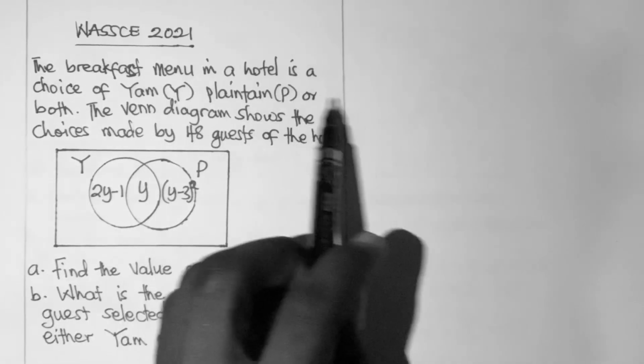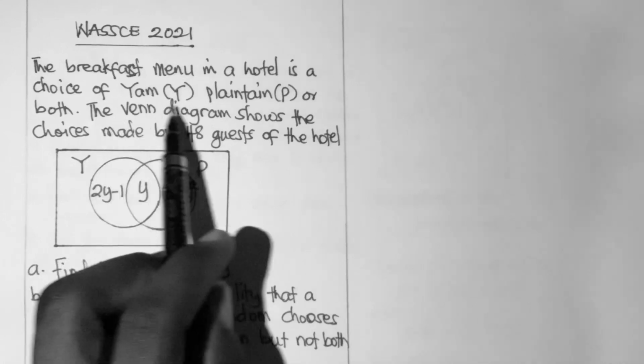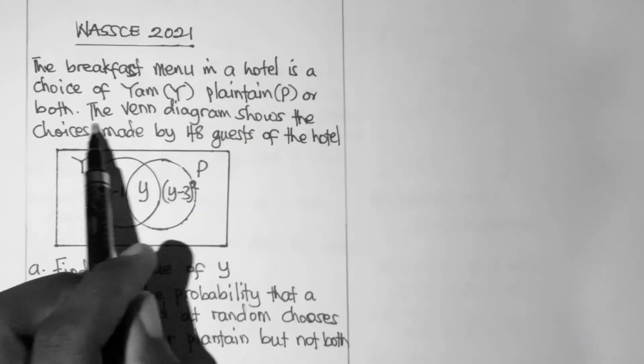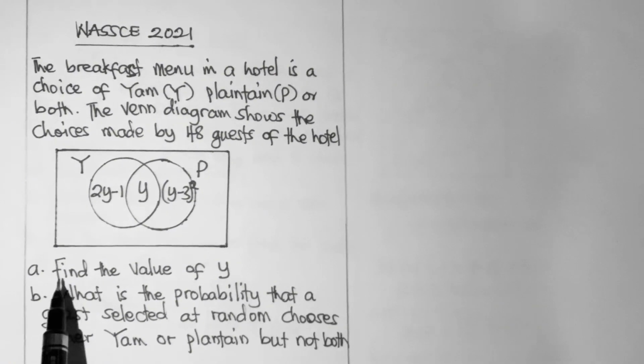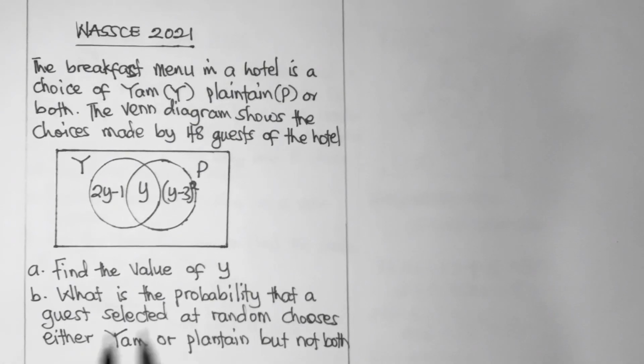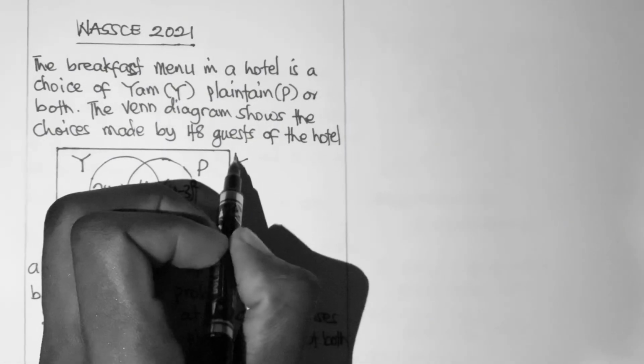The breakfast menu in a hotel is a choice of yam, plantain, or both. The Venn diagram shows choices made by 48 guests in the hotel. A. Find the value of y. And then B. What is the probability that a guest selected at random chooses either yam or plantain, but not both?